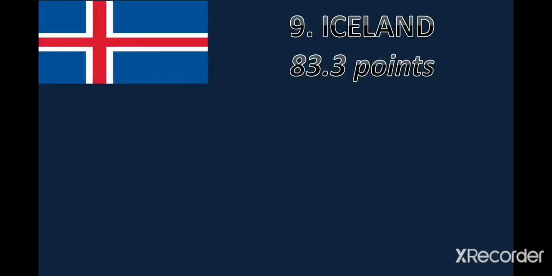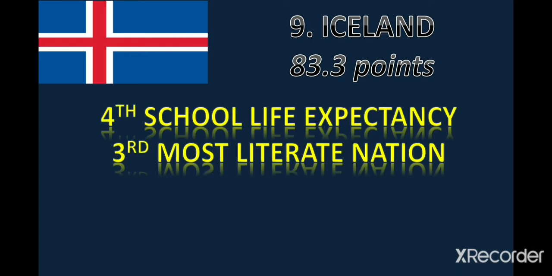Iceland. Iceland sits as the 9th country with the best education system in the world with 83.2 points, slightly ahead of New Zealand. The country ranks 4th position in school life expectancy. In a 2016 study, Iceland was ranked the 3rd most literate nation in the world, trailing behind Finland and Norway.